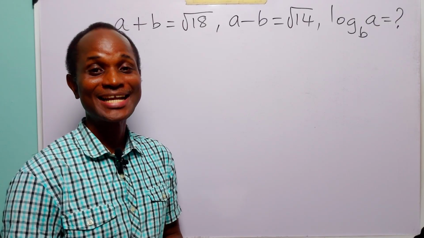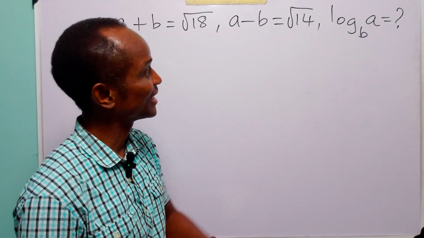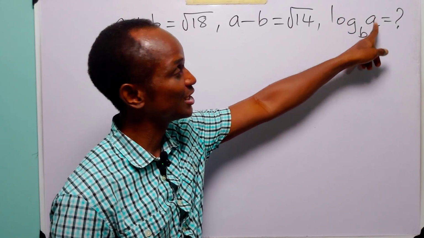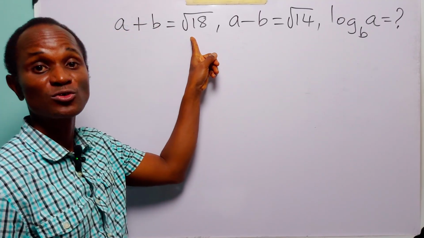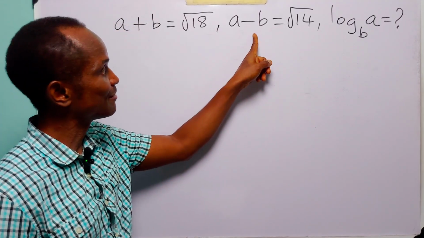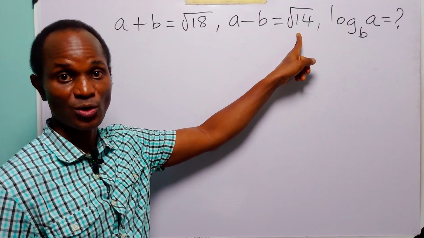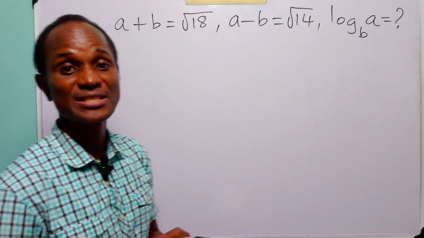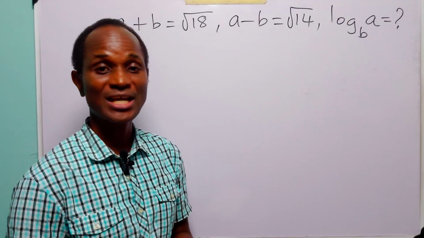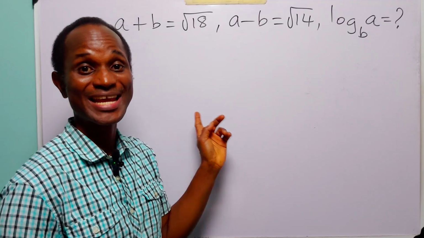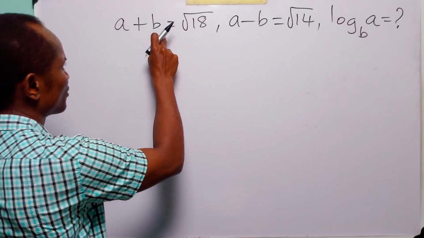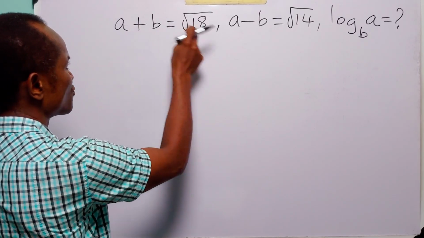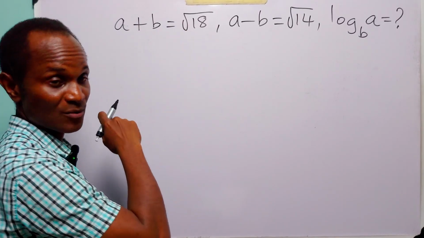Hello and welcome. In this math tutorial, our task is to find the value of log to base b of a, given that a plus b is equal to root 18 and a minus b is equal to root 14. I'll show you a very simple way to solve this problem without having to calculate the values of a and b. Now, when we come to this first equation, we square both sides of this equation.